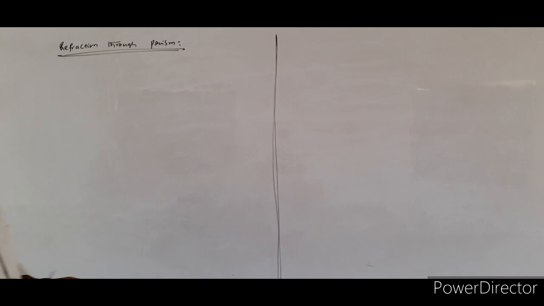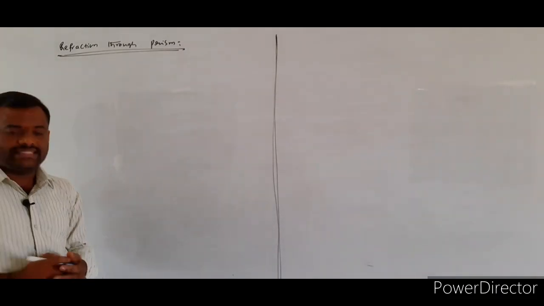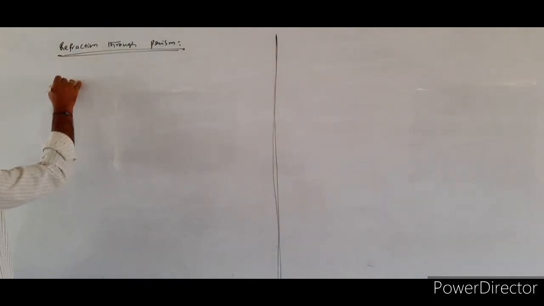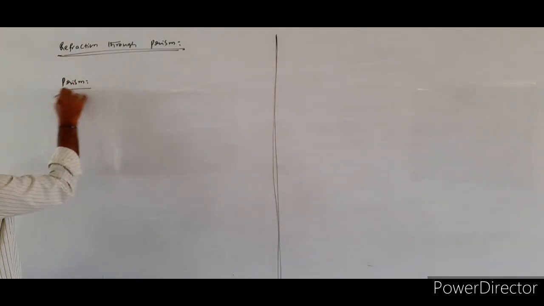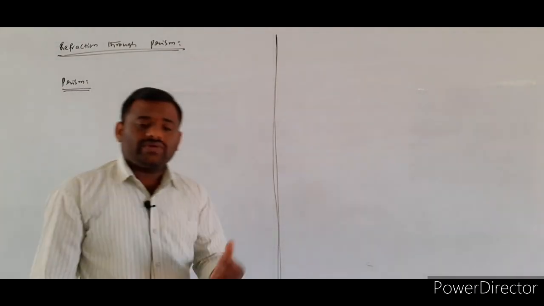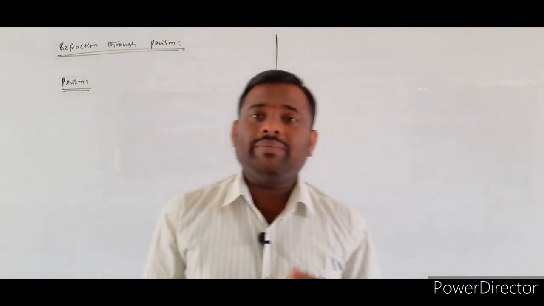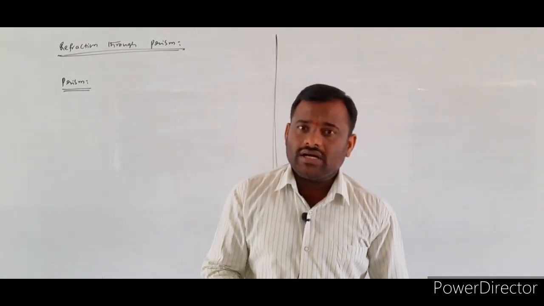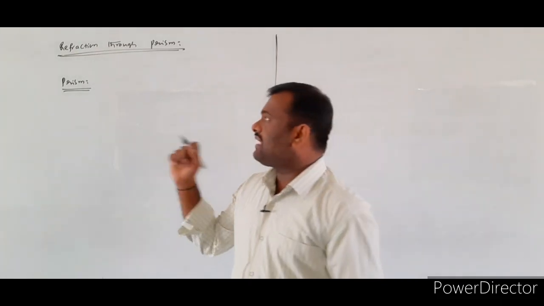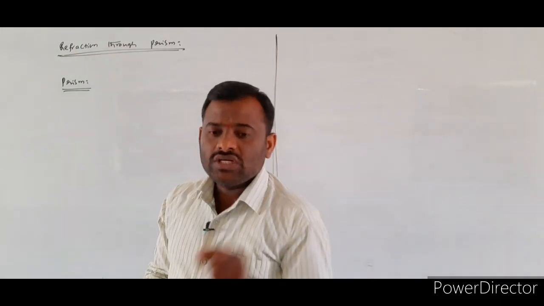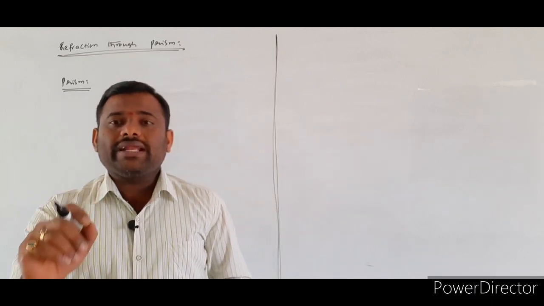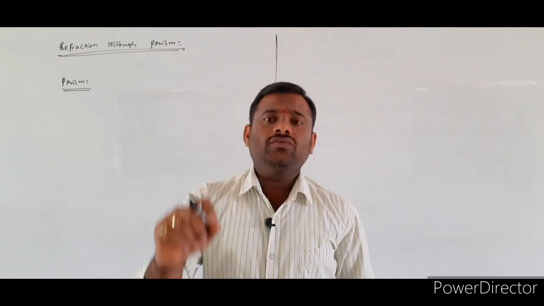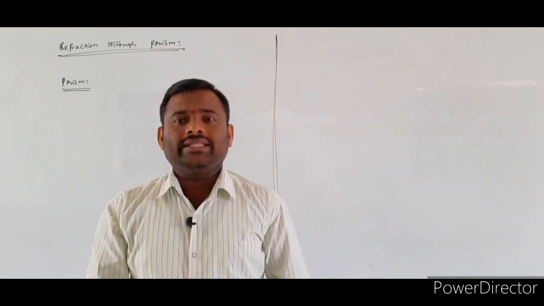Now today we are going to discuss refraction through the prism. So first we are going to define what the prism is. Already we defined the lens. What is the lens? It is a transparent material which has two refracting surfaces, at least one of which is a spherical refracting surface. Similarly, here we are going to define the prism. Prism is also a transparent material. Whenever light is incident over the prism, that light undergoes refraction.